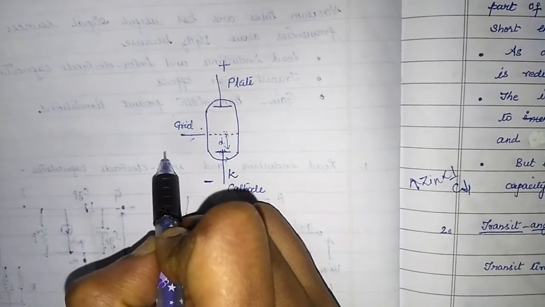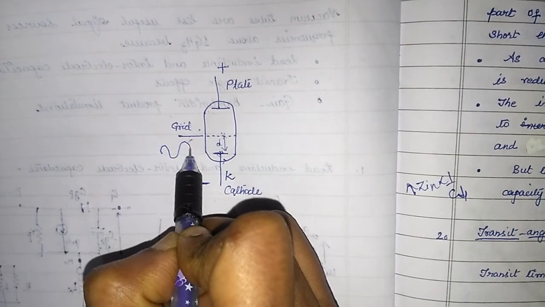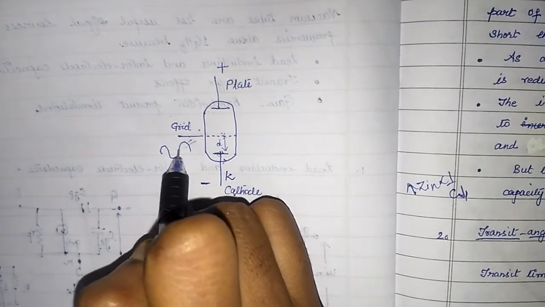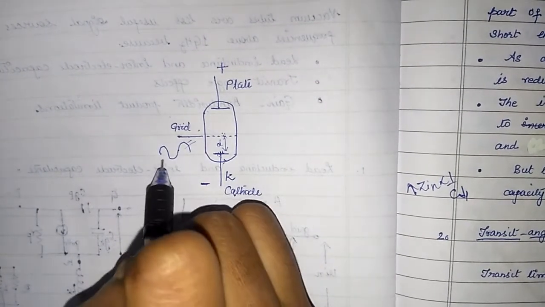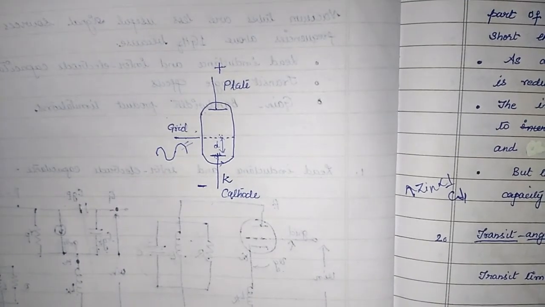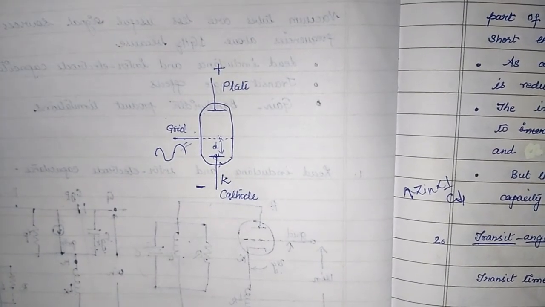So now at the grid, if you are applying a sine wave like this at microwave frequencies, what will happen? That means these frequencies are very high, that means the time period is very small.